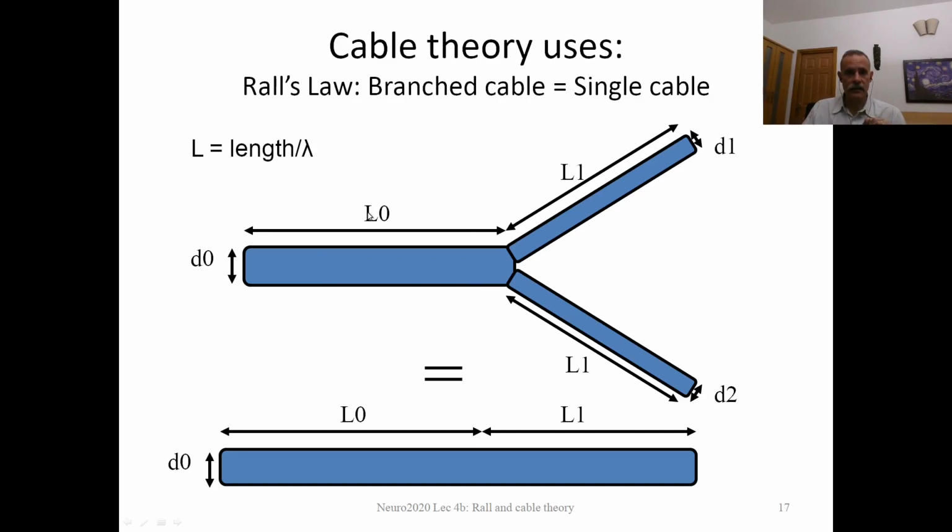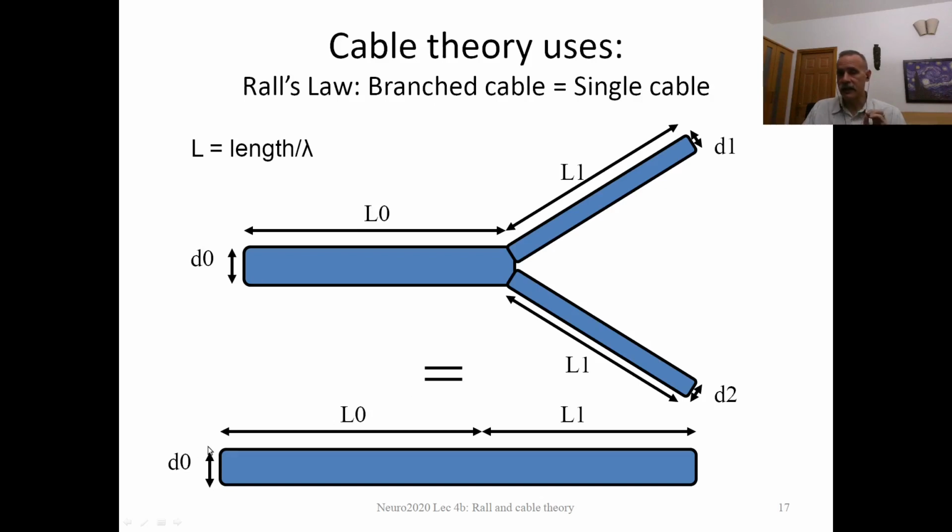an electrotonic length L0, and it has 2 branches with electrotonic length L1 and L1, both are L1. Each of these has diameters D0 for this compartment, D1 for this compartment, and D2 for this compartment. They don't have to be identical. Electrotonic length has to be identical. He showed mathematically that this branching structure is equivalent to a single cable of total electrotonic length L0 plus L1 and of diameter D0, right?